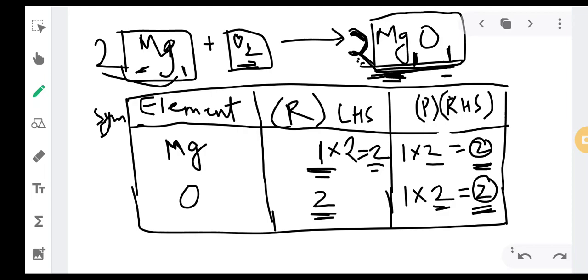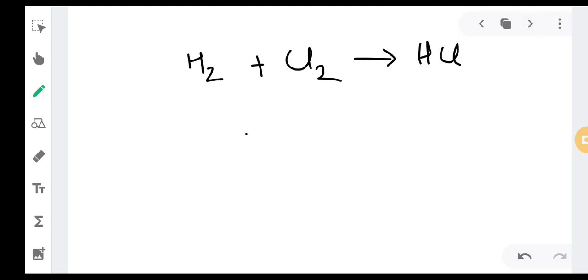So this reaction is balanced. Okay, so whenever you are asked to balance the chemical equation, you can balance it in this format. We will see one more case. Similar case. So this is one reaction, an equation, which is given to you all.